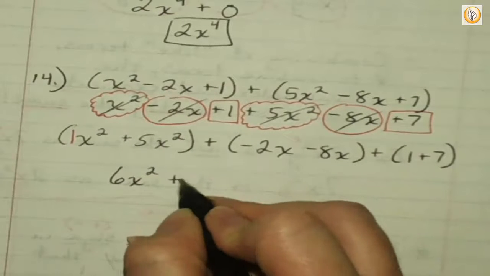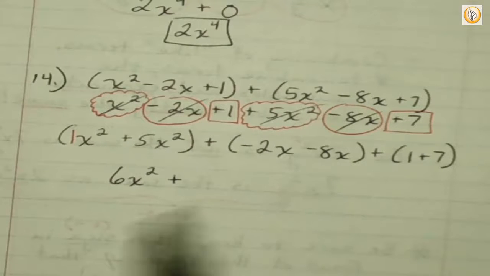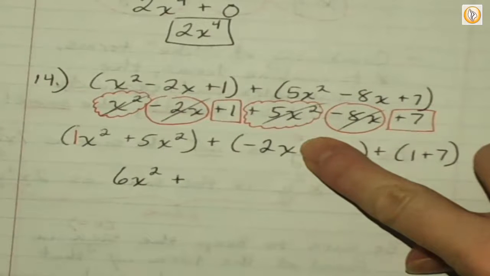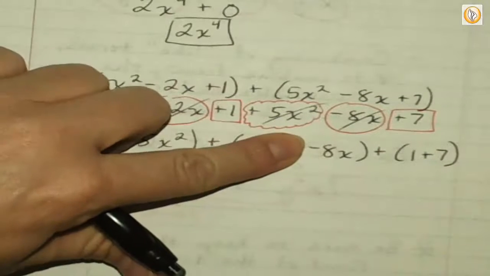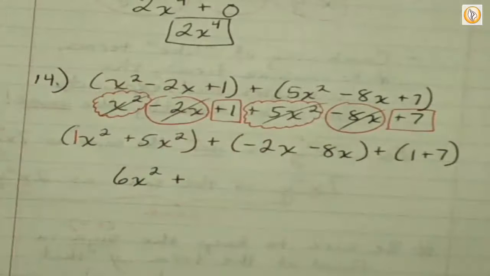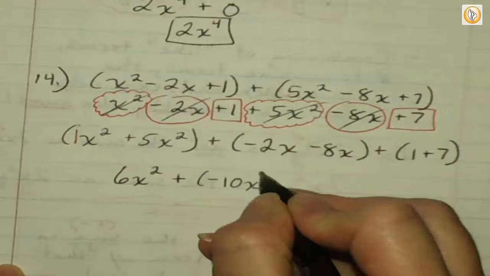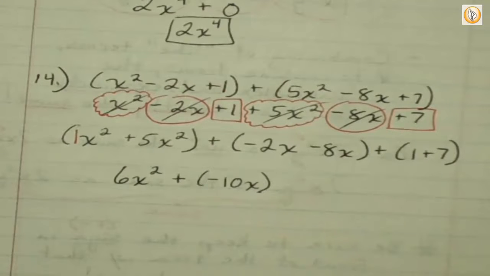Cecilia, what would negative 2x and negative 8x give me? Negative 6x. Negative 2x and negative 8x. If the signs are the same, negative 10x. Very good. For the last one, they were both negative, but you made it negative 7.